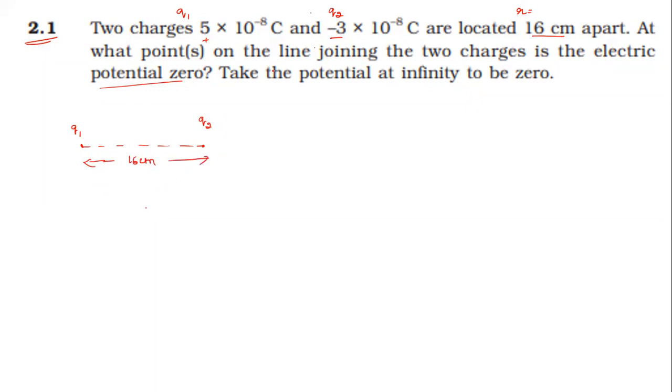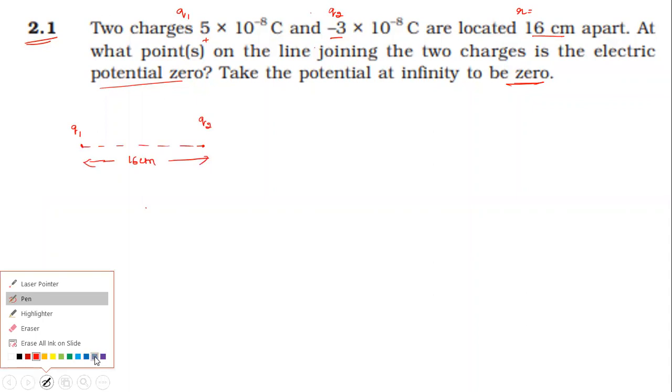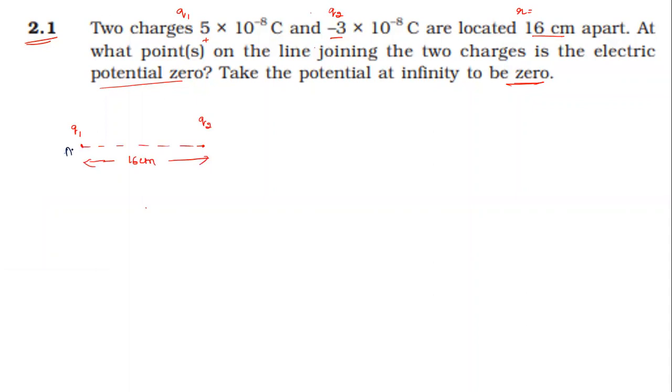They ask me at what point or points on the line joining the two charges the electric potential is zero. Take the potential at infinity to be zero. So now I need to find at what point on the line joining these two, let's say this is point A and this is point B, the potential is zero. Let's take somewhere here in between.